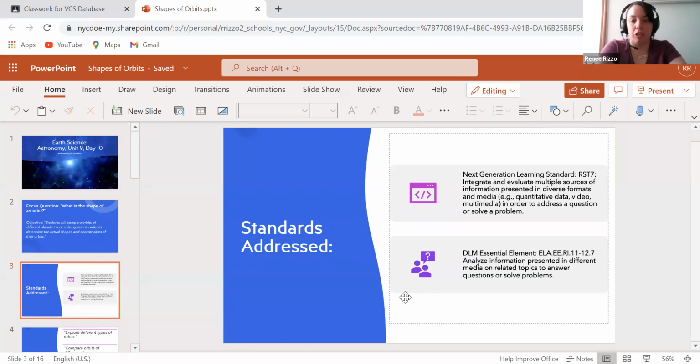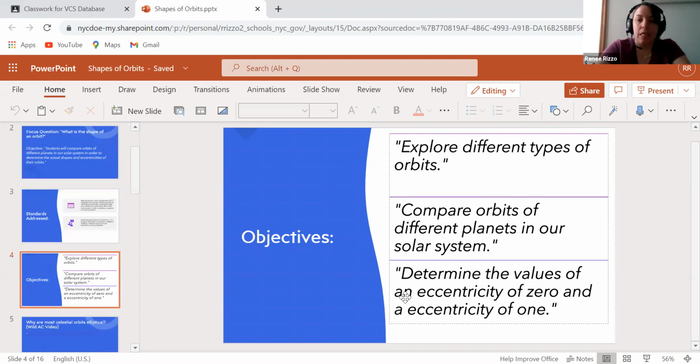The DLM essential element that's related to this next generation learning standard: analyze information presented in different media on related topics to answer questions or solve problems. Both of these standards are on the 11th through 12th grade level. So, objectives taken from the original once again: explore different types of orbits, compare orbits of different planets in our solar system, and determine the values of an eccentricity of 0 and an eccentricity of 1.